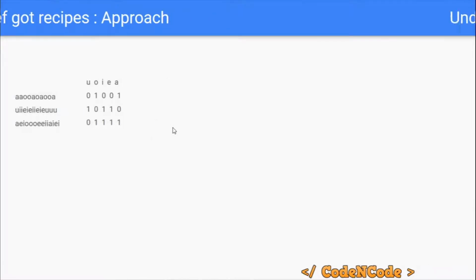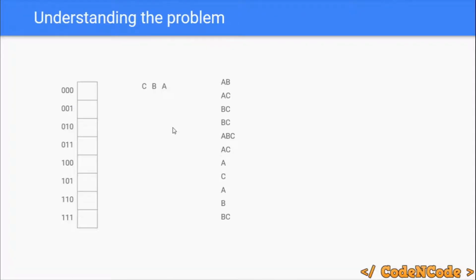So now, how are we going to solve the problem if we have those masks, or basically once you have converted those dishes into integers? How is it going to help us?